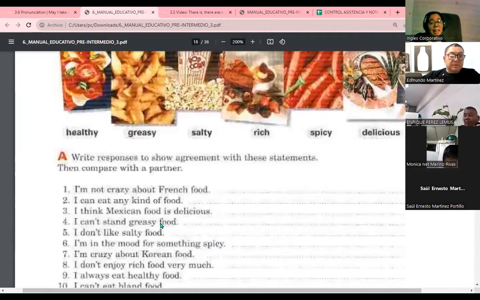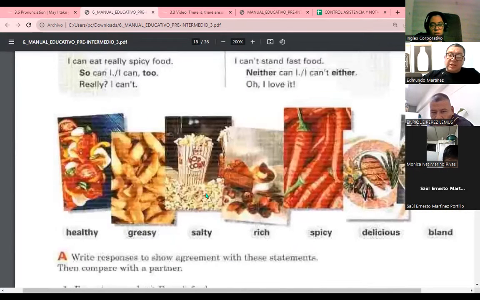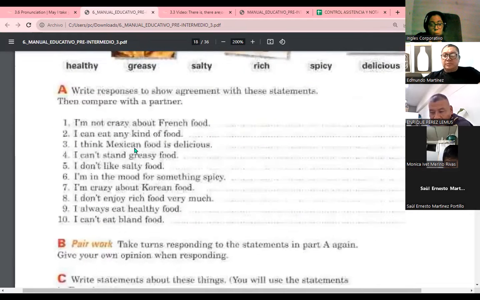Okay, I can eat any kind of food. ¿Cómo respondemos? So can I. Ajá. So can I. O I can too. Y si no puedo comer, digo, I can't either. En caso que no pueda, I can't either. Que lo quiera usted negar, aunque esté, porque ojo, puede ser que sea afirmativo aquí, pero usted quiere decirlo negativo.